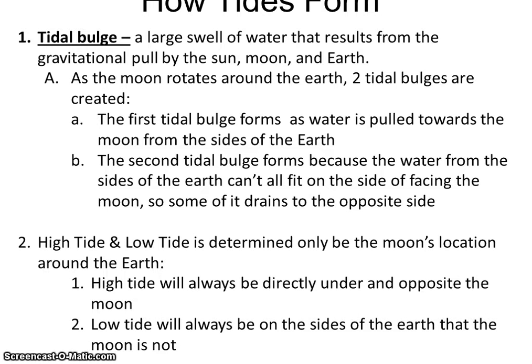And also, aside from that idea, there's also this idea that water is draining from two sides to flood to one underneath the moon. And as a result, water can't all fit from two sides of the Earth onto one, so some of it's going to flood to the opposite side as well.